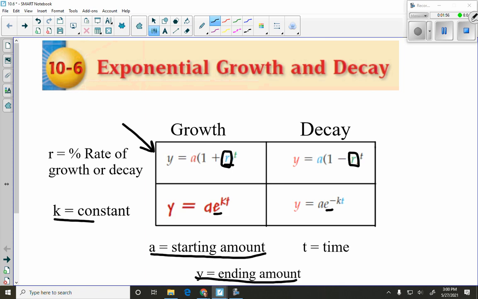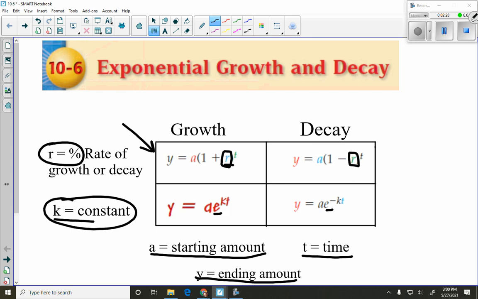T is going to be the time that it takes to get there. Now, usually in years, but depending on the situation, it could be any time period. Whatever label they give you, it's going to stay in that same label. And what's going to determine the formula you're going to use is, do you have an R, which is a percent, or do you have a K, which is a constant? They may even ask you to solve for either a percent or a K constant. So that's what you're looking for.